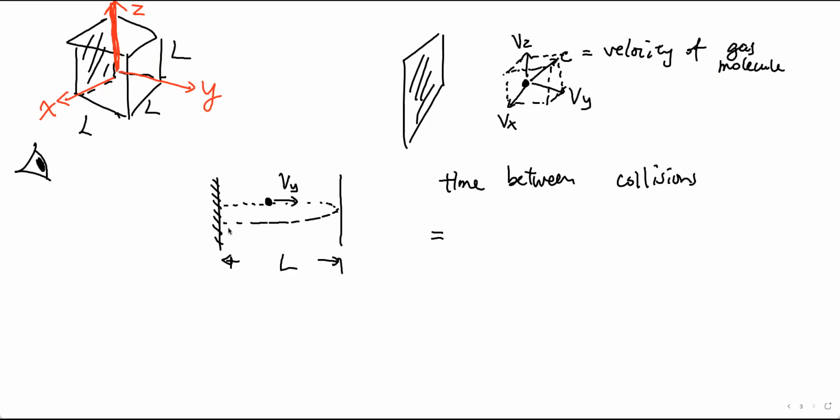You hit the wall the first time, and then the second time. So the distance between collisions will be 2L. And the velocity along the y-axis is Vy. So the time between collisions will be 2L over Vy.